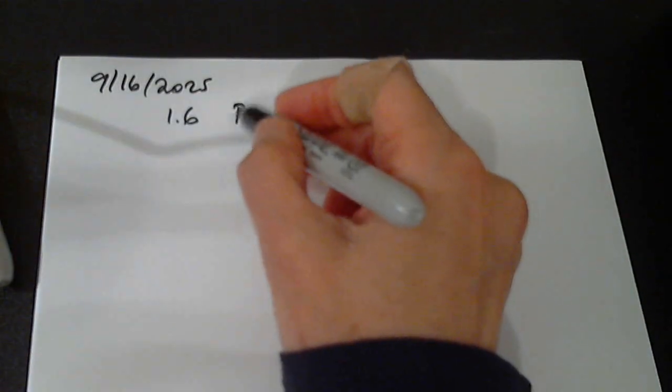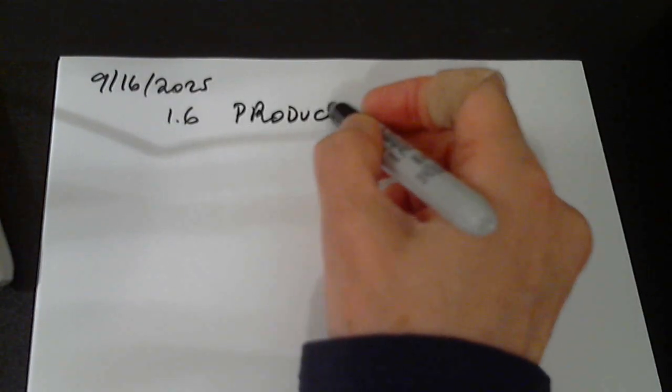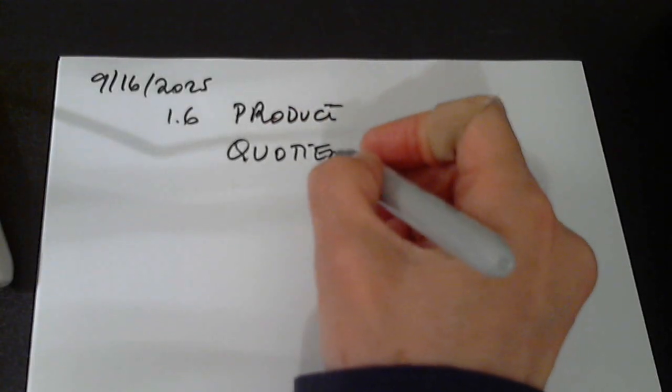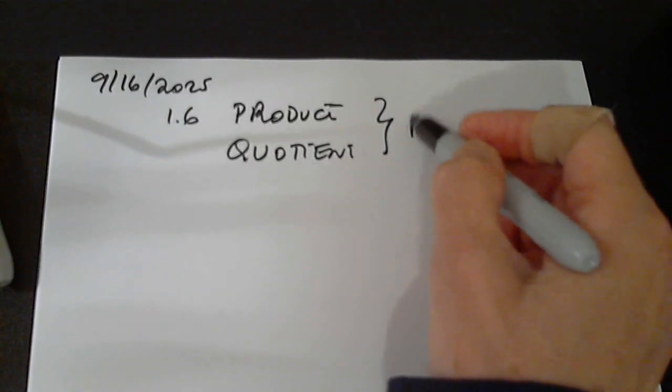Is anyone else interested in working on anything, or can I move on? Okay, so we're continuing now with 1.6. Two rules are very important: product and quotient. There are two different rules.